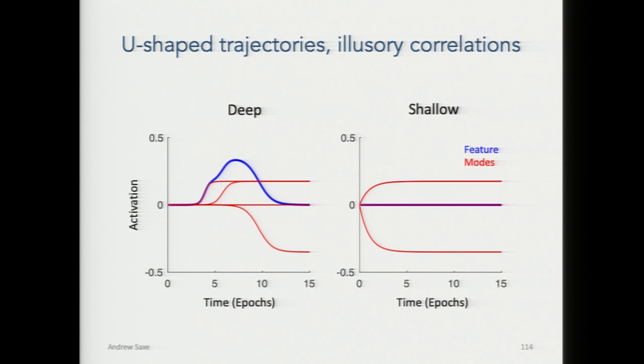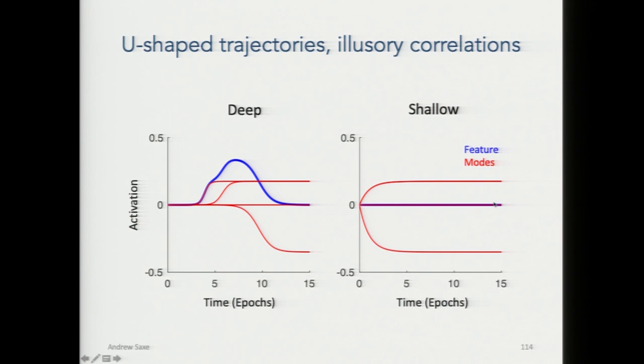So here I'm plotting in blue the prediction of the network for a particular feature, like has bones, maybe. And you can see that it first increases before eventually decreasing to its correct value. So if you were to ask the network at this point whether a worm has bones, it would say, yeah, I actually think it might, before eventually correcting itself. And the reason that occurs in these networks is, I'm plotting in red here the different modes popping up and their contributions to this feature. So you can see that it just turns out that the first two modes make a positive contribution to that feature, and it's only when you get to the third one that it finally gets the correct value. So it's this reversal over time based on the strong ordering of these modes by singular value. And it turns out in the shallow network, you can show that this can never happen. So the shallow network never exhibits these illusory correlations.